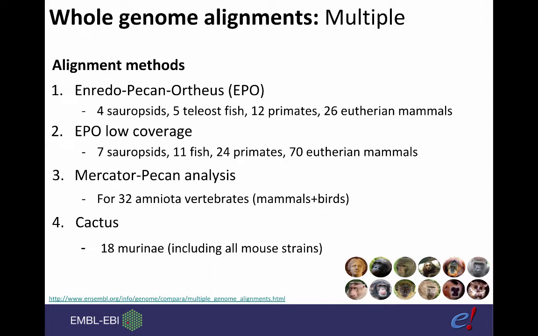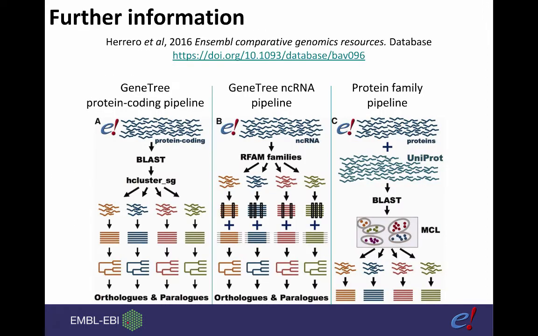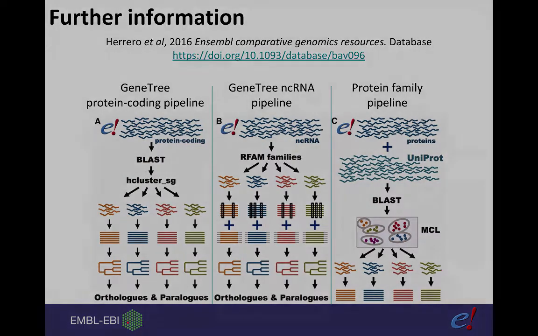This is a subfamily of the Muridae, which includes mouse, Algerian mouse, and all of the mouse strains, as well as rat. Okay, that sums up the very brief presentation introducing the different types of alignment and the alignment methods. You can read more about this in our Ensembl Comparative Genomics resource paper. So I'm just going to jump out and we're going to go to ensembl.org for the demo.